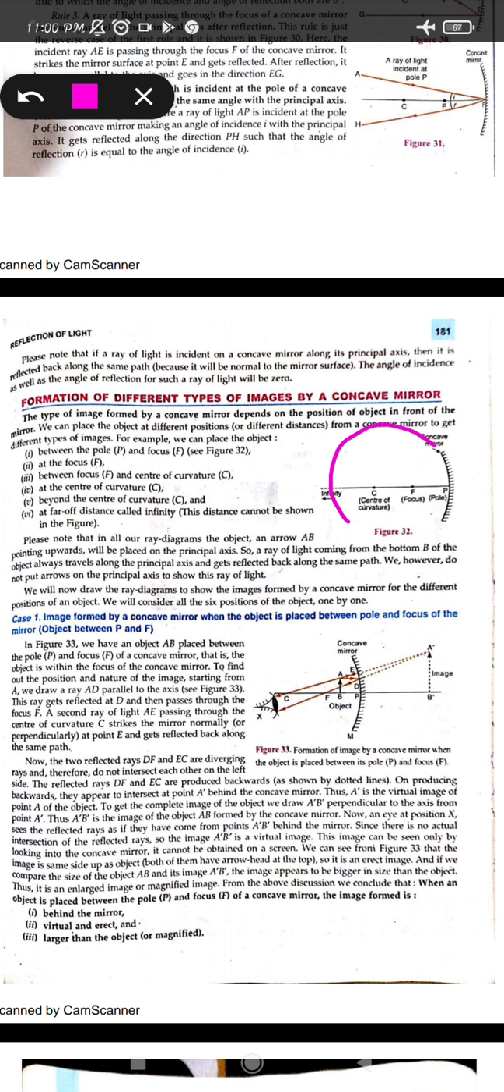So if we take this concave mirror, just imagine that this is the spherical mirror, then this is the center of the sphere, and the point F will show where the light rays will meet, and the distance between the pole and the focus will be shown by the small f, that is the focal length.